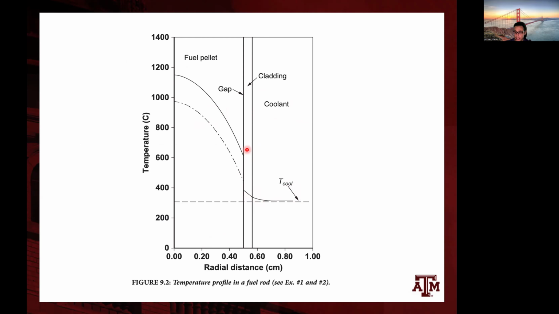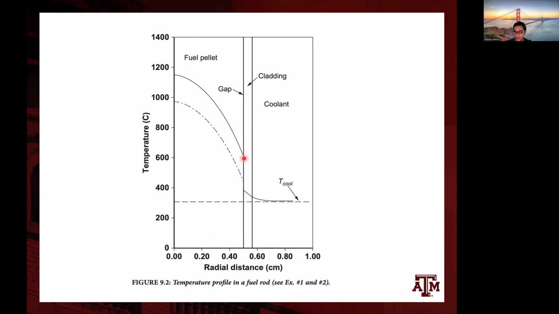And then depending on the gap, initially, if there is a gap, this gap will have helium gas, so it will have very high thermal resistance. That's why there is a big jump here in the temperature, because the conduction of heat in that gap is very limited, very inefficient, and the temperature is initially high.